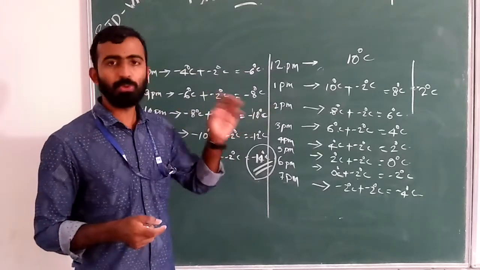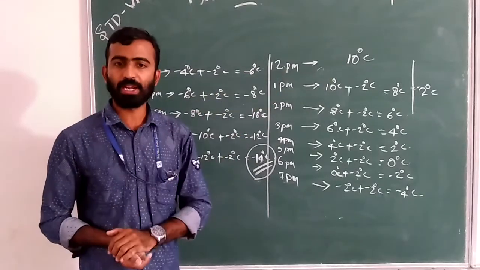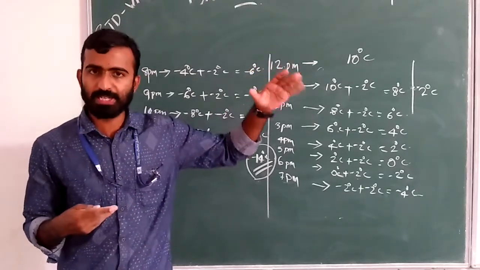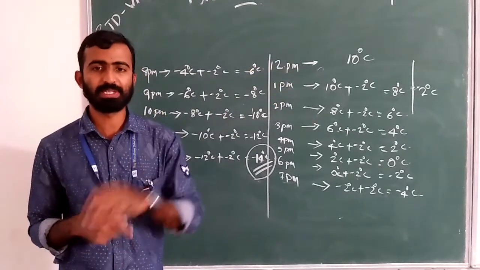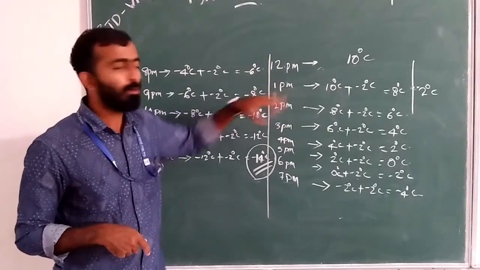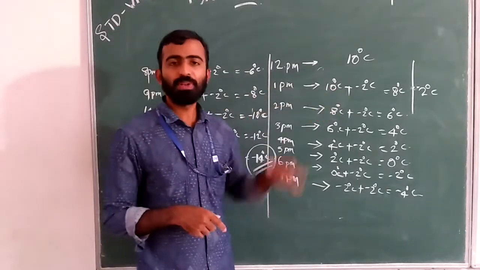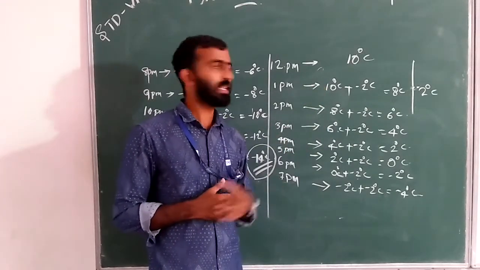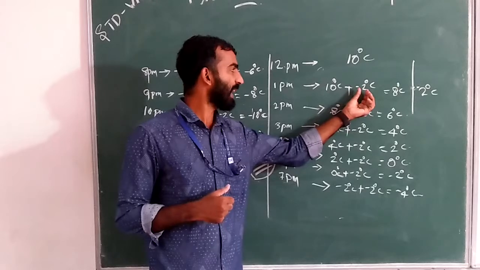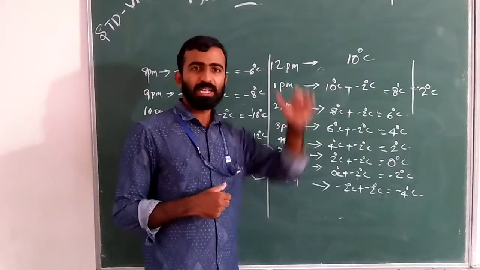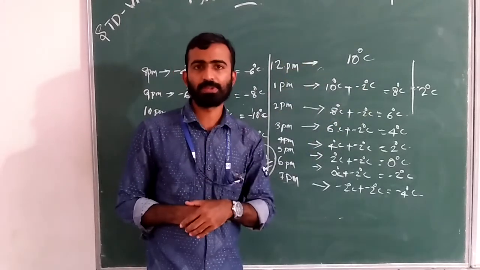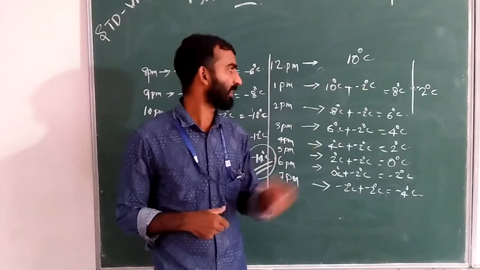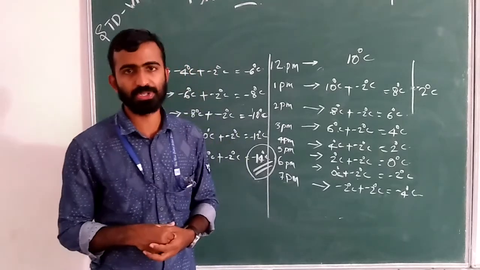Or at 12 noon, the temperature is 10 degrees Celsius. After an hour, the temperature is decreasing by 2 degrees Celsius. That is, we get 1 p.m. At 1 p.m., we want to take the sum: 10 degrees Celsius plus negative 2 degrees Celsius. Here I put negative because the temperature is decreasing, so 2 is representing negative 2 degrees. The answer is 8 degrees Celsius.